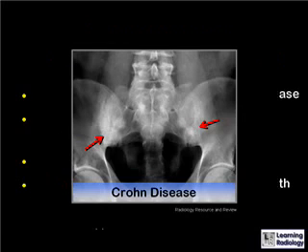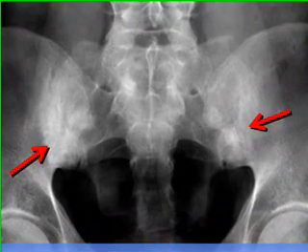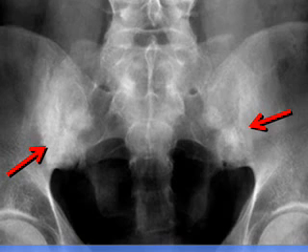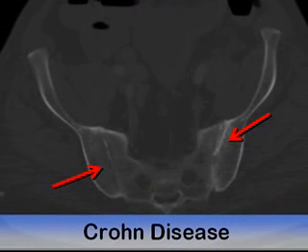This is a frontal radiograph of the SI joints in a patient with Crohn's disease. You can see there is bilateral fusion of the sacroiliac joints as indicated by the red arrows. It is identical in appearance to ankylosing spondylitis, except that the patient would have a history of inflammatory bowel disease in most cases. And here's an example of the CT scan of the pelvis in a patient with Crohn's disease. The red arrows are again pointing to the fused sacroiliac joints.